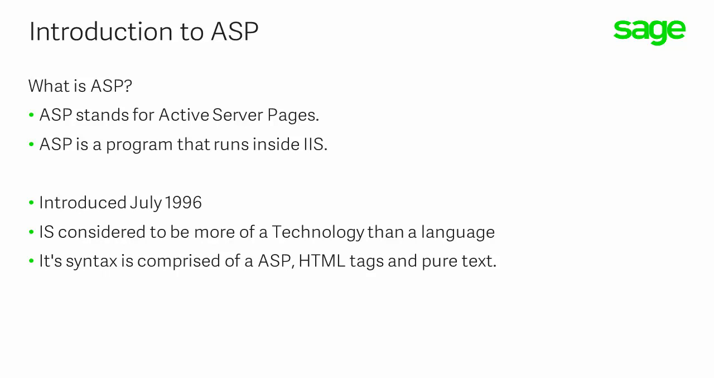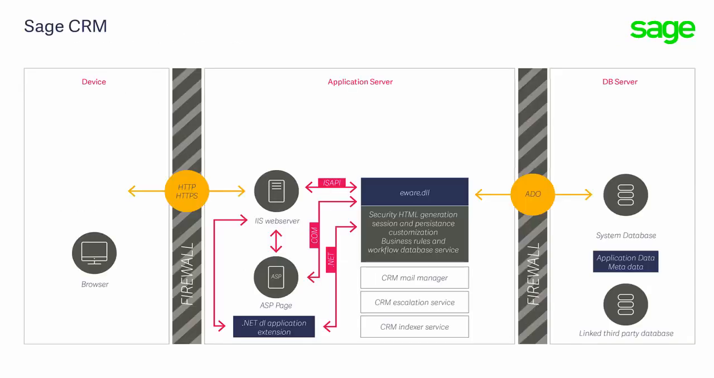ASP specific objects, HTML tags, and then any text that you want to include on the page. Now let's remind ourselves of our architecture. What we see here is the core architecture of the EWare-DLL. The EWare-DLL here is this ASP extension, and where we see this ASP Pages and .NET sitting is part of this interaction with the web server.